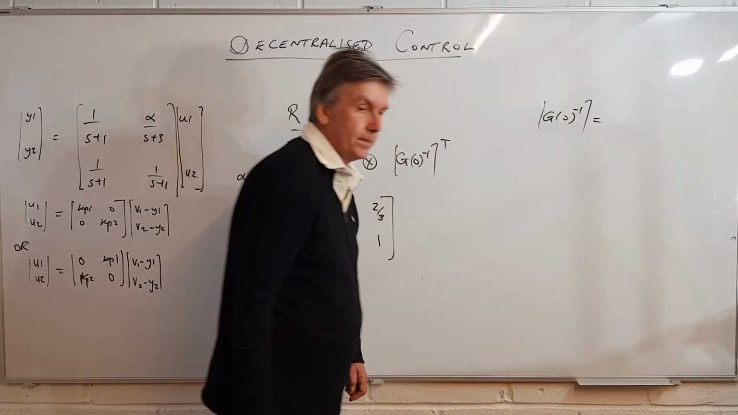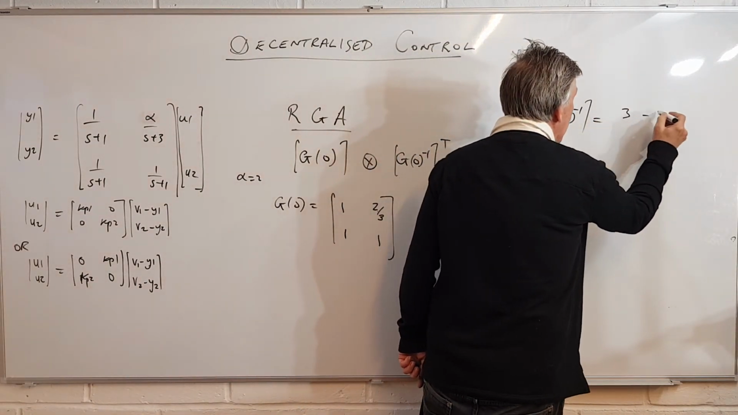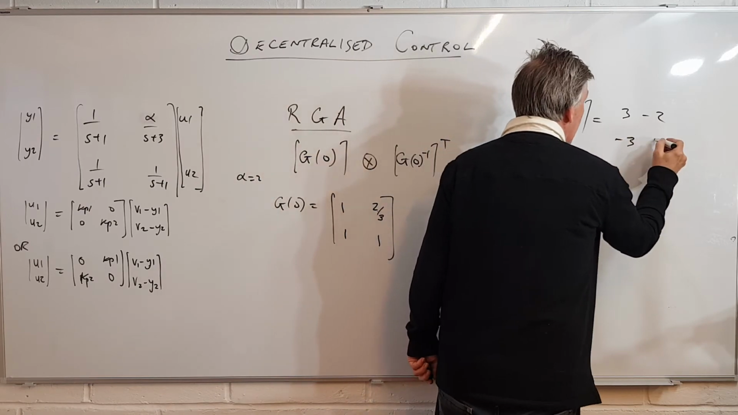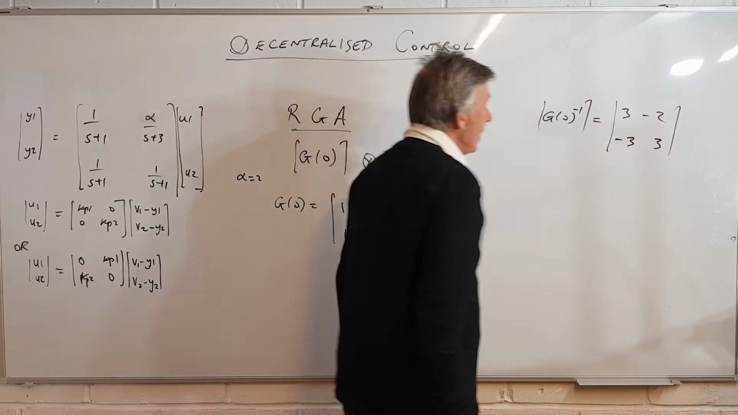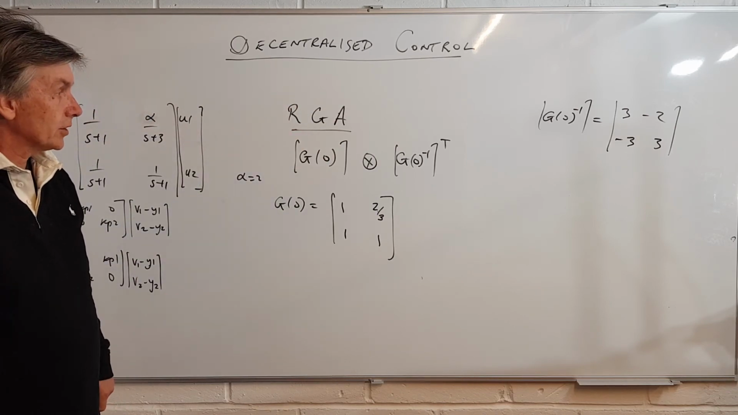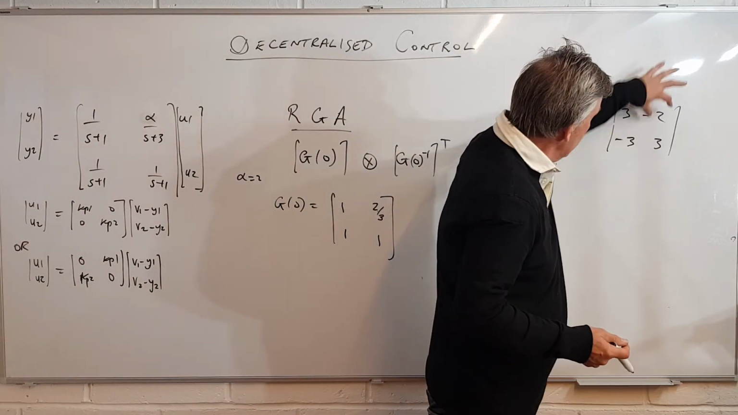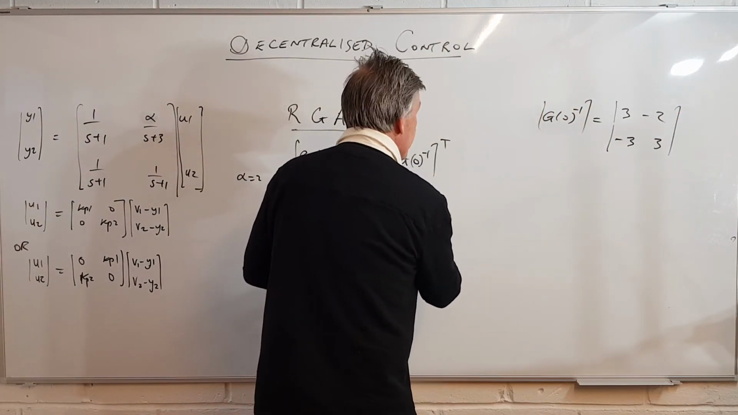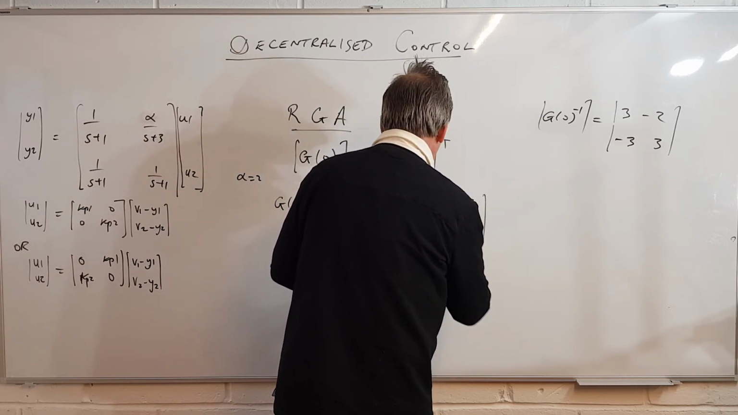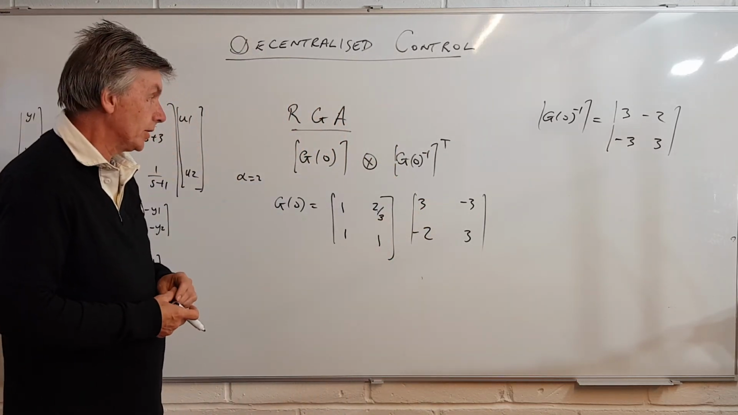will be given by 3, minus 2, minus 3 and 3. So there's our G0, there's our G0 to the minus 1. We then have to transpose this, so this row becomes that column, and that row becomes that column. So that becomes 3, minus 2, minus 3, 3. That now is G0, and this is G0 to the minus 1, transposed.